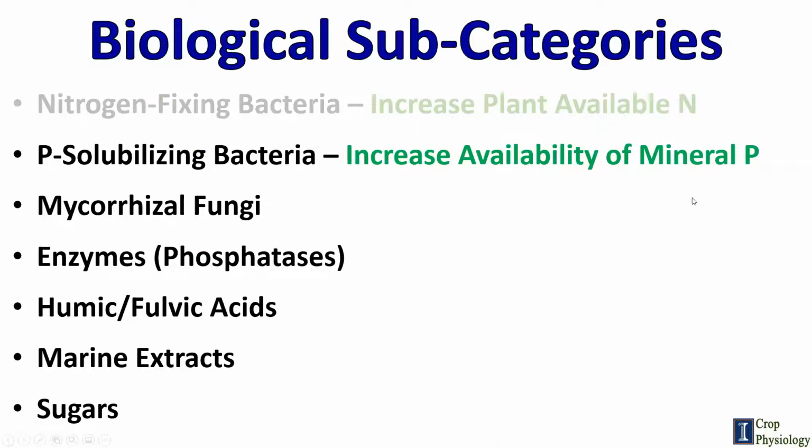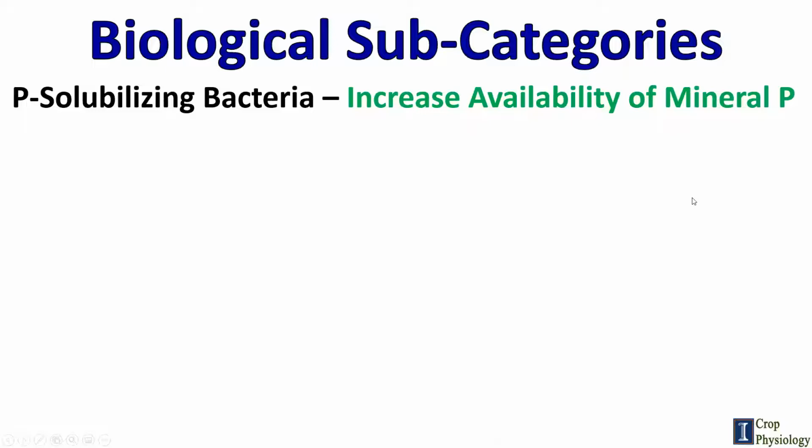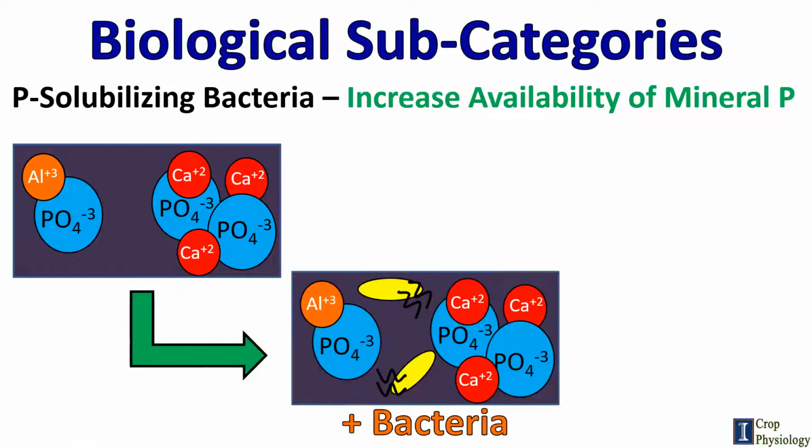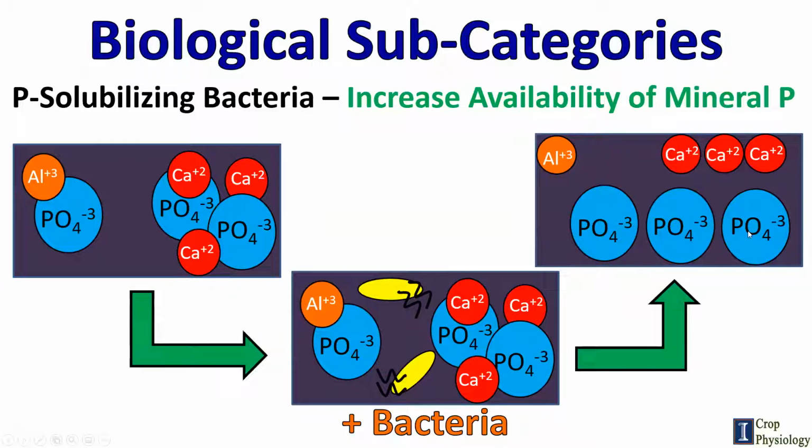They increase the availability of mineral phosphorus. What do I mean by that? Well, phosphorus in our soils, there's a lot of it. There's a lot of phosphorus in our soils, but it's bound to cations like aluminum or calcium, and that is not plant available. So when we add these phosphorus solubilizing microbes, they're specifically designed to attack those compounds, break them apart, and now this phosphorus is available for the plant to use. So it's making mineral phosphorus available.